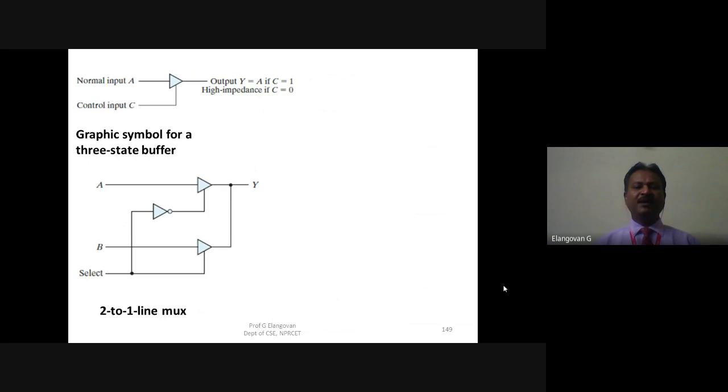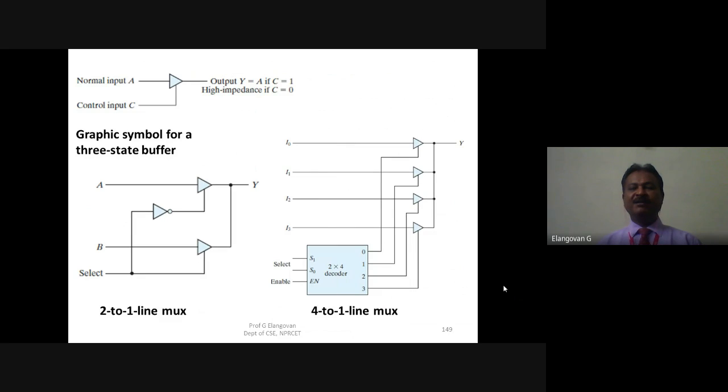The 2 to 1 multiplexer we can draw using tri-state buffers like this. As long as the select signal is active, A or B appears at the output. Similarly, the 4 to 1 line multiplexer we can draw like this. The control inputs are connected to the decoder. The select signals are given as input to the decoder, and the 2 to 4 decoder outputs are given to 4 tri-state buffers. Any one of them is activated, and accordingly the output comes. So it looks like a 4:1 multiplexer.